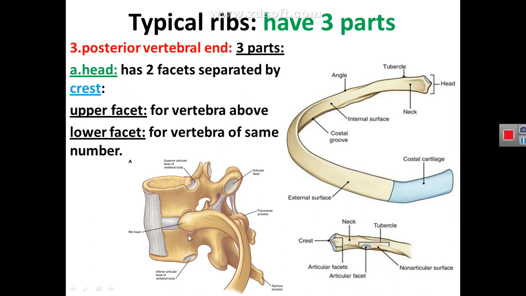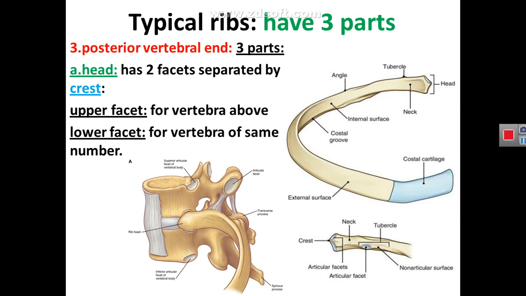thoracic vertebra. The lower facet of the head of the rib articulates with the body of the vertebra of the same number, while the upper facet articulates with the body of the vertebra above, and thus the crest between the upper and lower facet is related to the intervertebral disc.